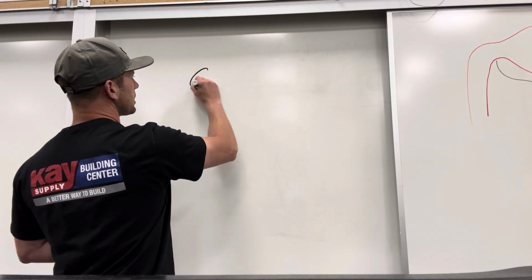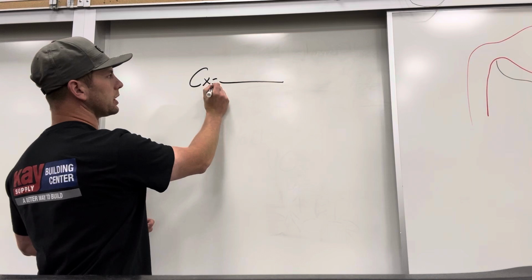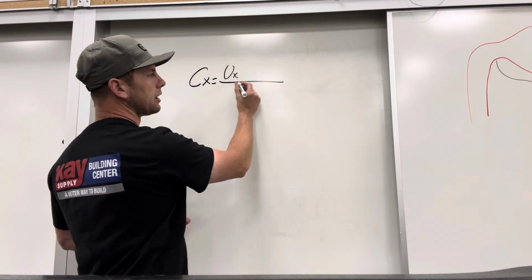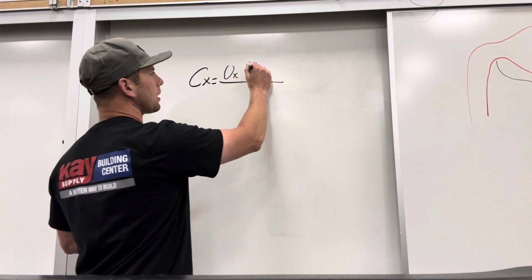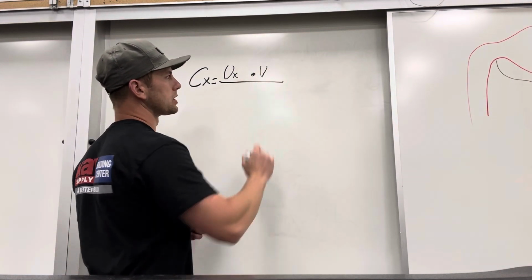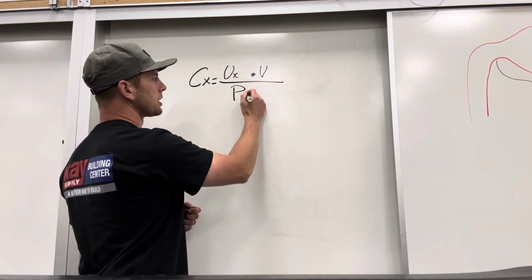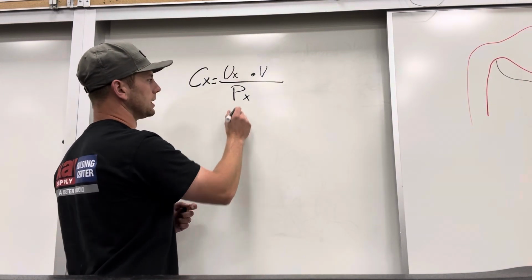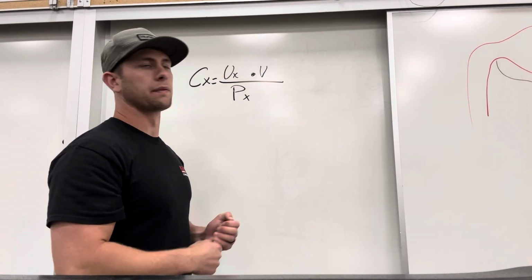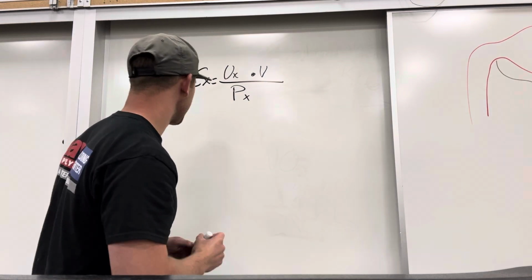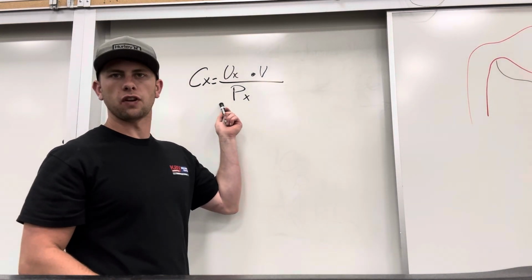So there's an equation to help us. We'll put equals. So clearance equals the concentration of the substance in the urine multiplied by V, which equals the flow rate of urine, and divided by the concentration of that substance in the plasma. And that will give us our clearance, how much of that stuff is passed through the kidneys.